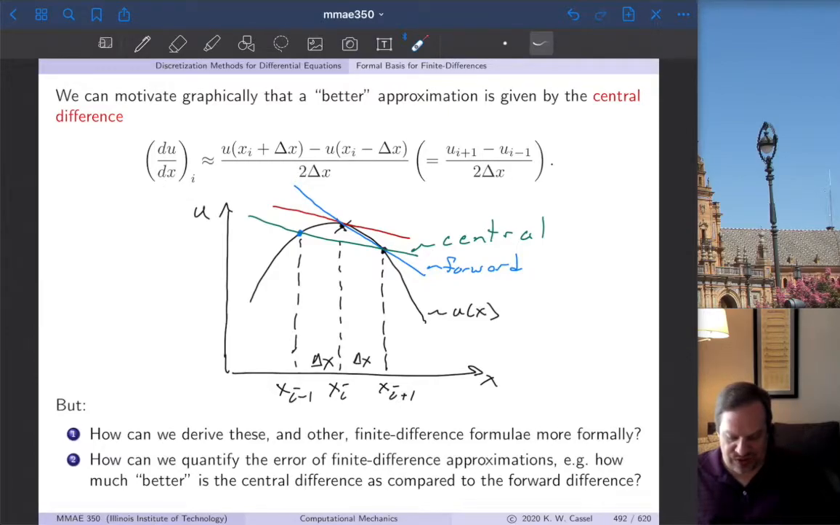But the real question is, how can we derive these using a more formal approach? So rather than just motivating it from the definition of the derivative and motivating an improvement purely from graphical considerations, how can we get these more formally? And then the second question is, how can we quantify how good or bad these finite difference approximations are? So I think that the central difference is better than the forward difference. Can I quantify that? Can I show formally that it really is indeed better or not? And indeed it is better, and we can show how much better.